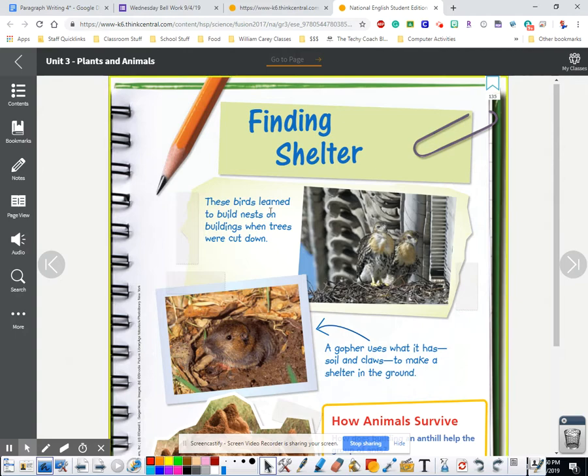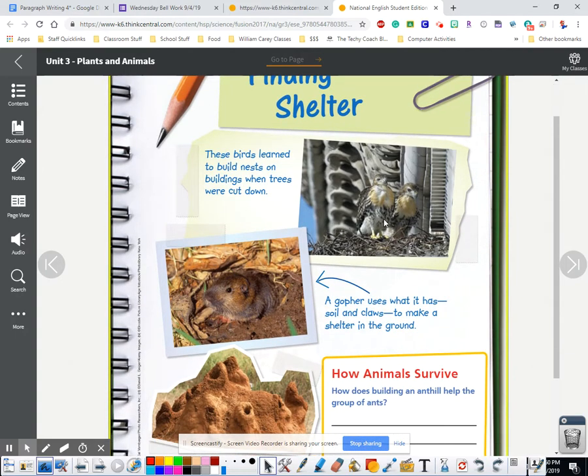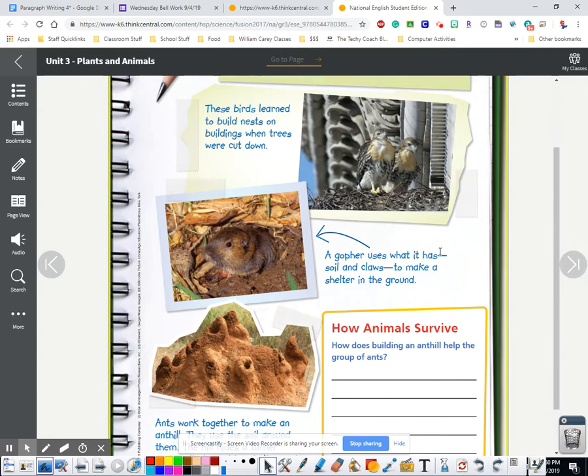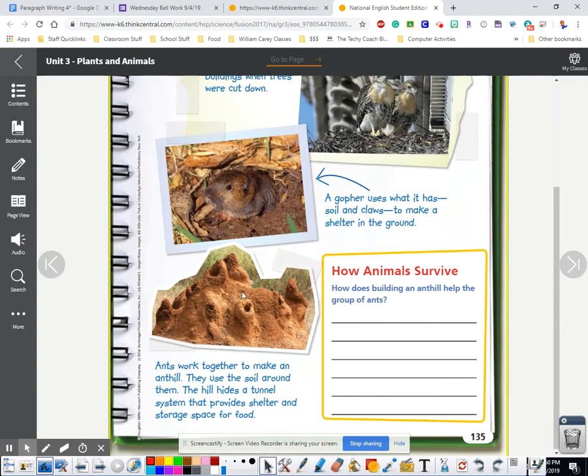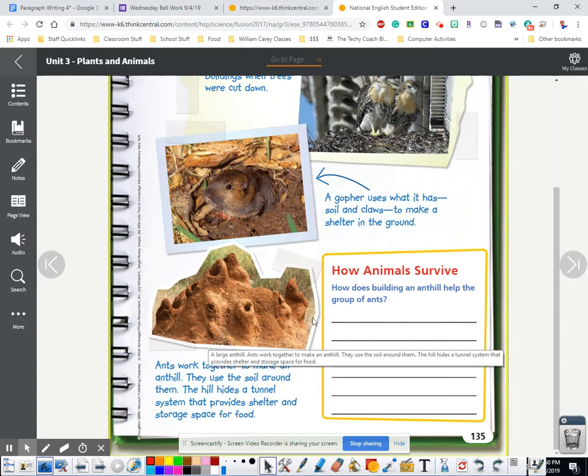These birds learn to build nests on buildings when trees were cut down. A gopher uses what it has, soil and claws, to make shelter in the ground. Right here, ants work together to make an ant hill. They use the soil around them. The hill hides the tunnel system that provides shelter and storage space for food.